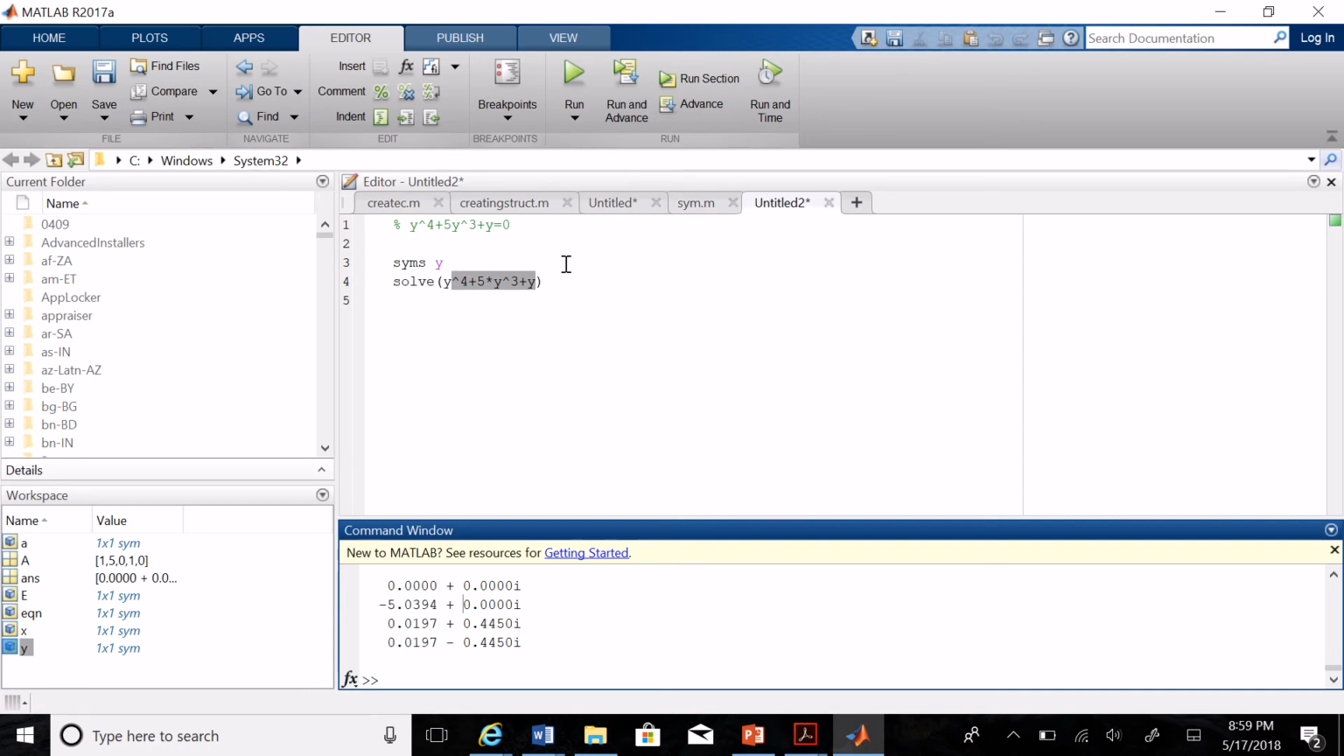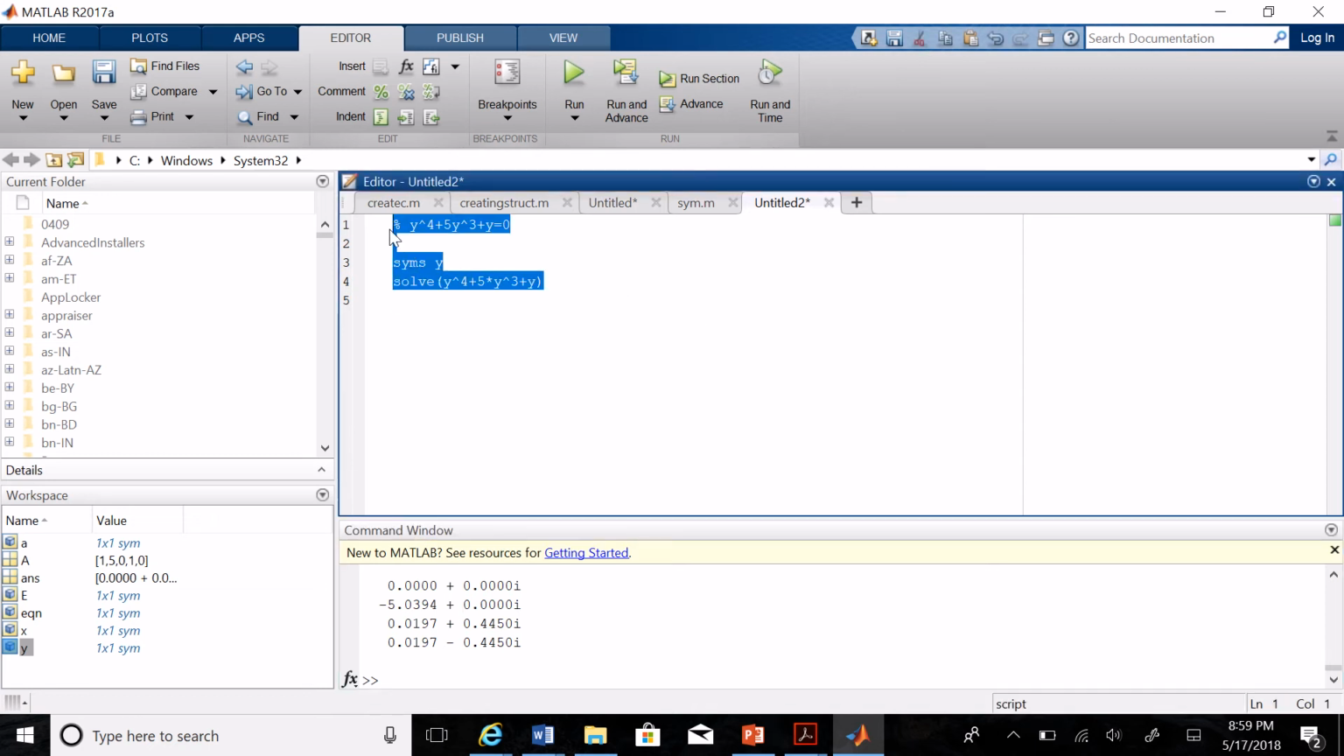The next thing we talked about was how to solve 2 equations with 2 unknowns. For example, let's say I want to solve these 2 equations: 5x plus 7y equal to 9, and 6x plus 8y equal to 7. So I have 2 equations, 2 unknowns.